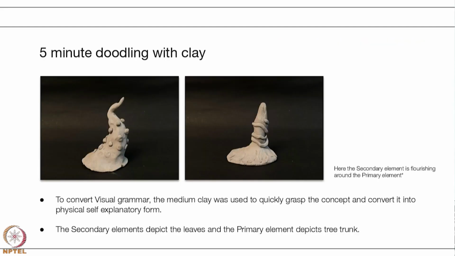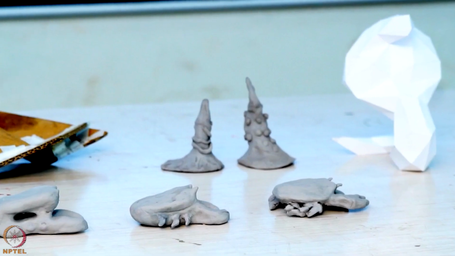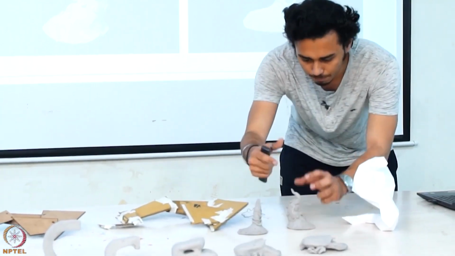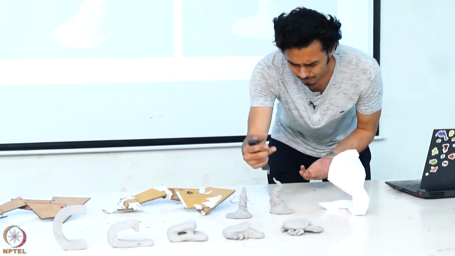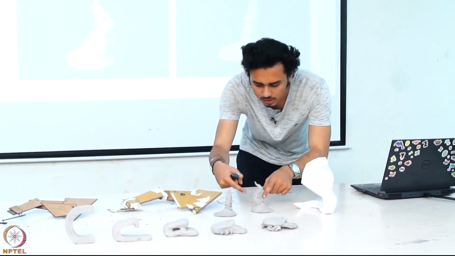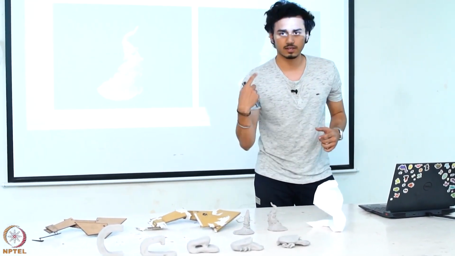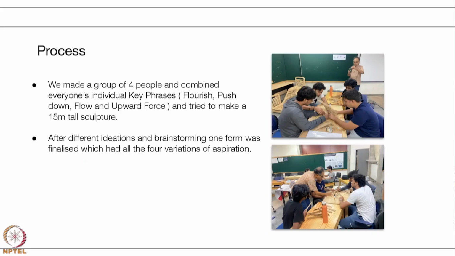This was the 5-minute doodling with clay we did. So this is the one. The primary element is the big one, the trunk I depicted, and the small elements were the leaves, which depicted the secondary element, which were flourishing.